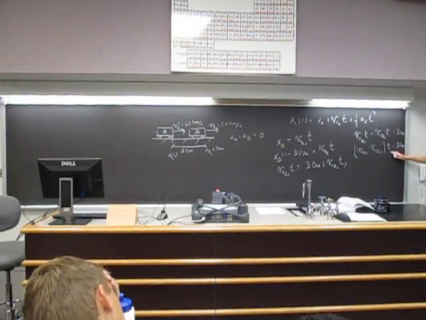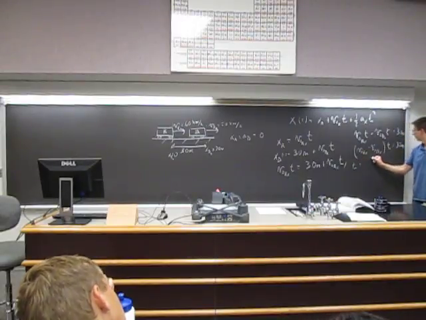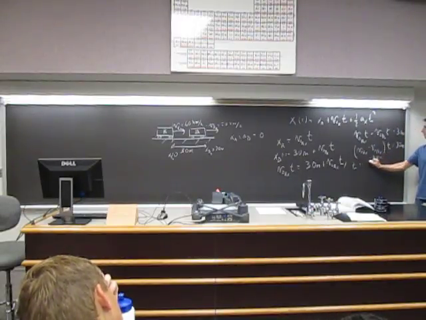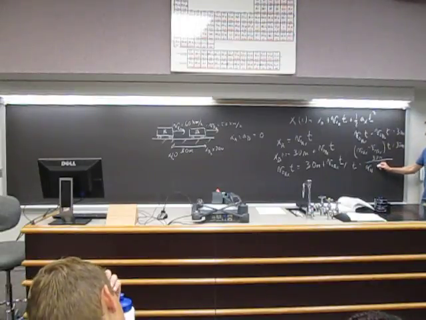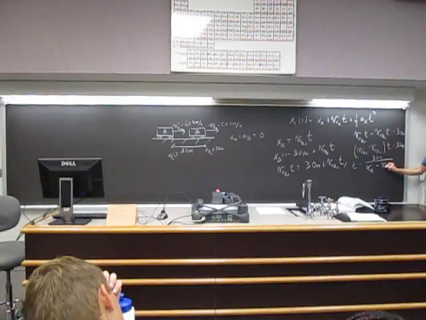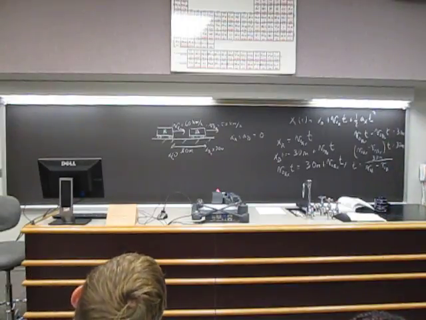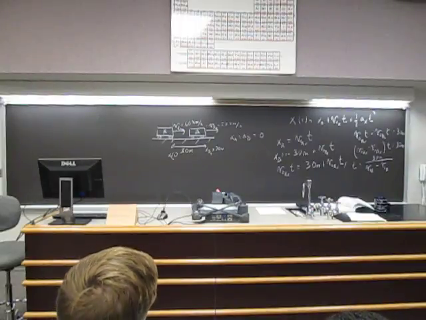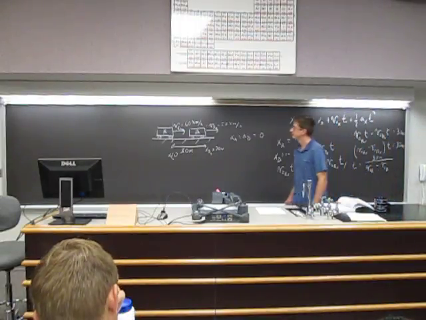Anyway, solve for the time here. So this time would be 30 meters divided by the initial velocity of the red car minus the initial velocity of the blue car. I'm dropping the x because we're only in one direction here. And that would be the time.